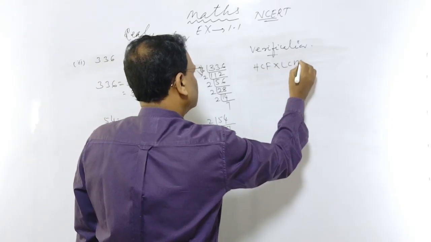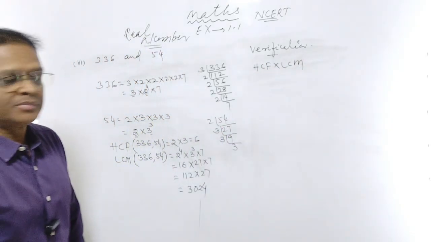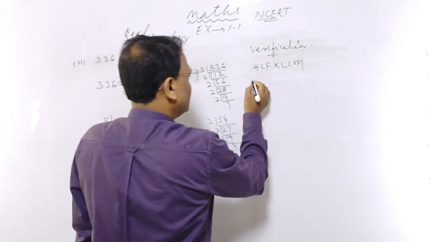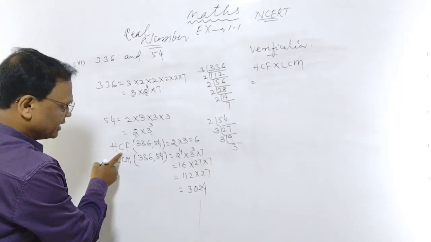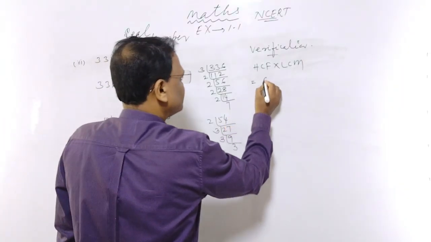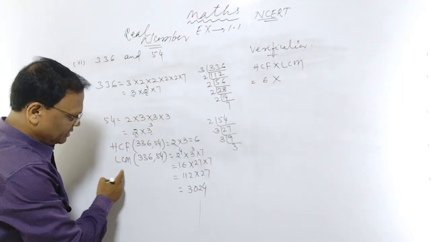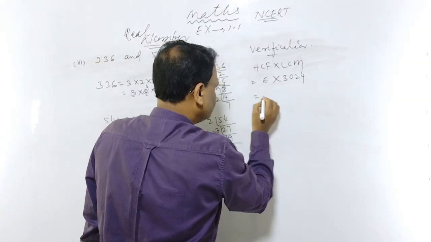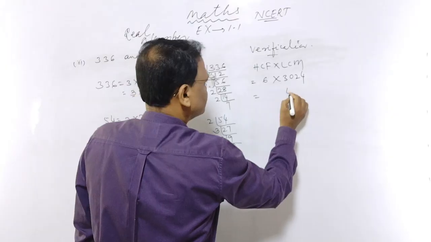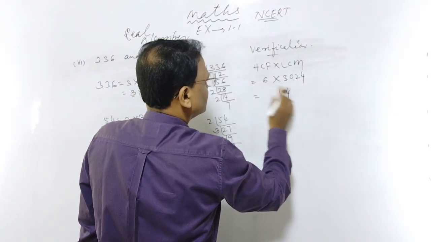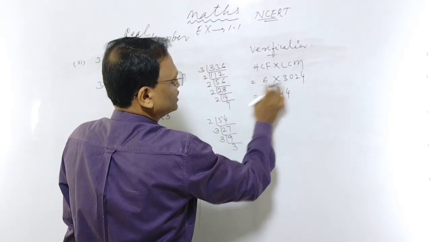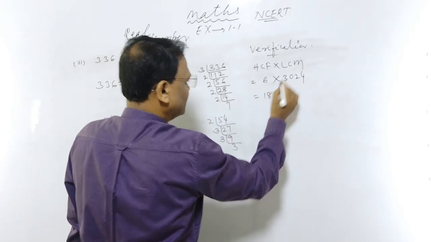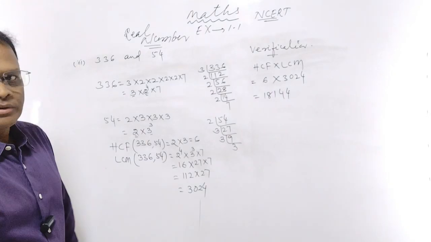First what to do? HCF into LCM, जो कि LHS में था, लेफ्ट हैंड साइड में HCF को LCM से मल्टीप्लाई करना. व्हाट वाज माय HCF, हमारा क्या था, 6 इंटू व्हाट वाज माय LCM, 3024 मल्टीप्लाई. 6 4 are 24, 4 2, 6 2 are 12 plus 2 14, 4 1, 6 0 are 0, 1, 6 3 are 18. This is my HCF into LCM.